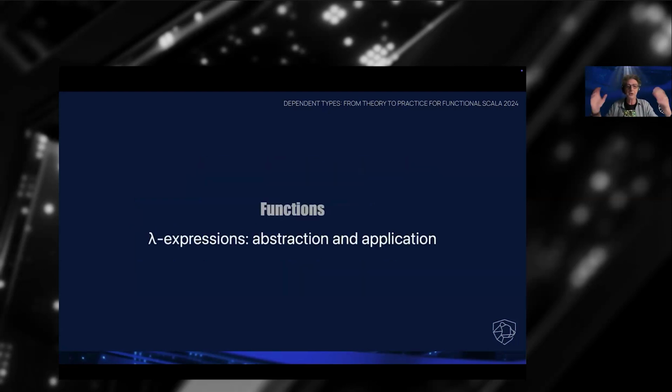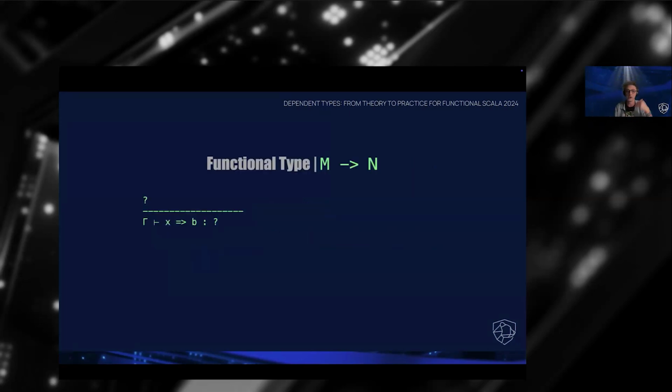I don't have enough time, sorry. So back to the function, a lambda expression and application, we are just going to mimic how the type checker works. This should be quite easy because you already know functional programming. So if we have a function from x to b, what is its type? It should be a type from M to N.